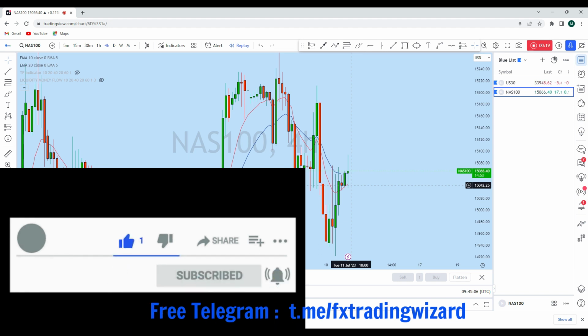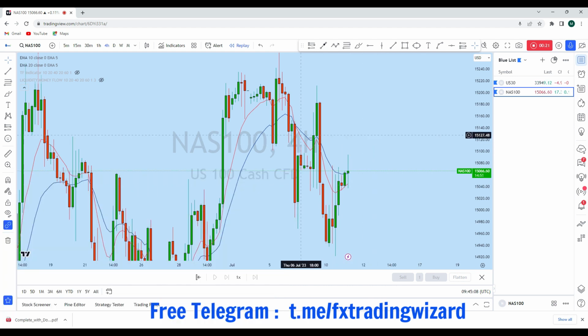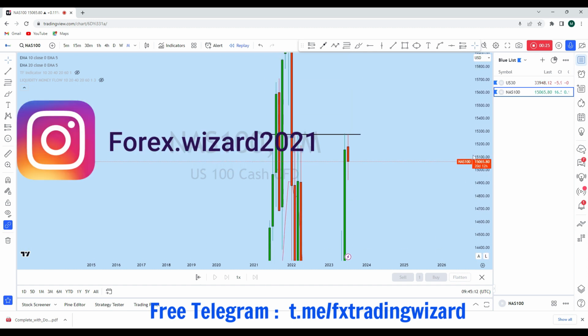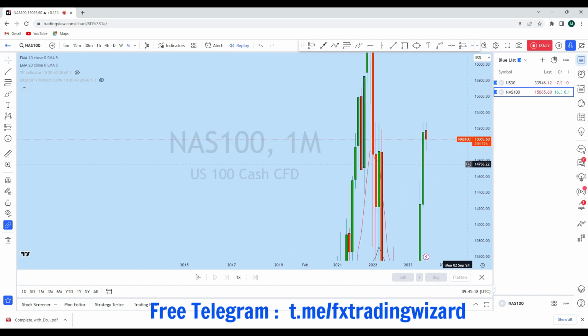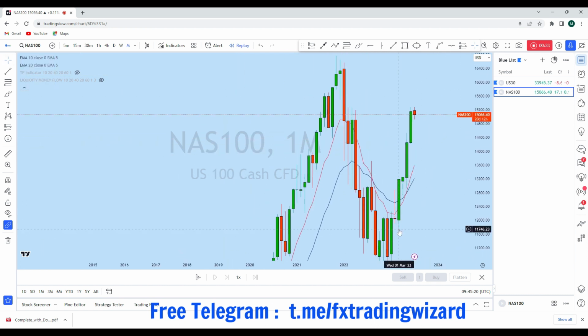Now, before we discuss how we can trade, first let's look at the bigger picture, starting with Nasdaq, looking at the monthly time frame to see the overall picture in the market. From the monthly, we can see that NAS100 is in a very strong bullish impulse.